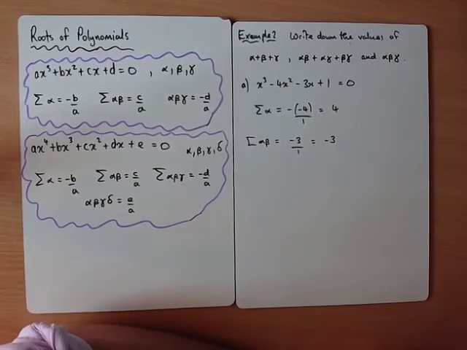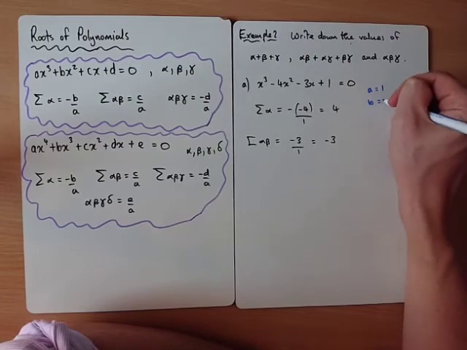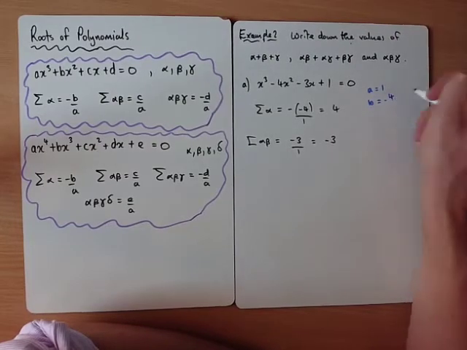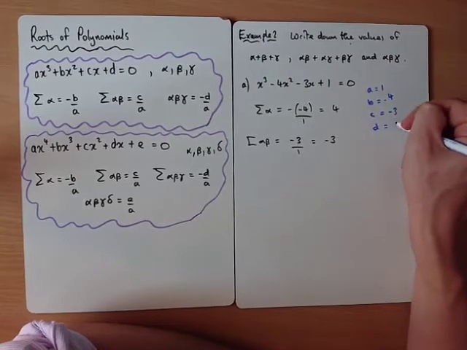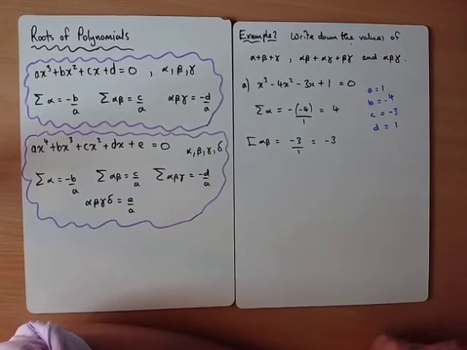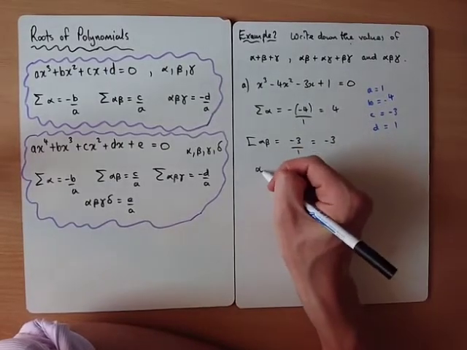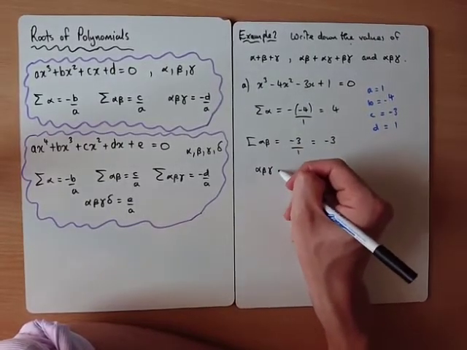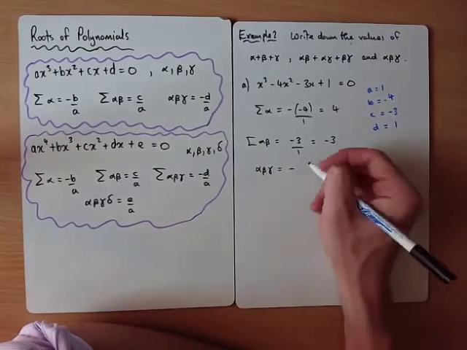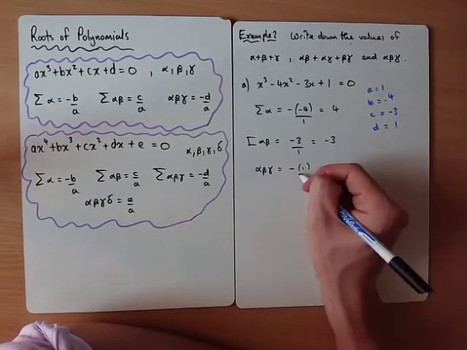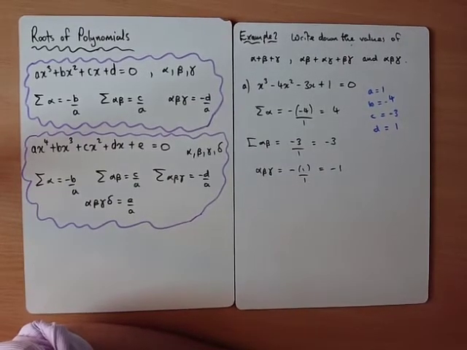Just realised while you're getting used to this as well, you might want to just know quickly what a is equal to, what b is equal to, what c is equal to, and what d is equal to, just so you don't mess them up, because this will obviously be the first part of the question. And then the product of the roots is minus d over a, so that'd be minus 1 over 1, also known as minus 1.